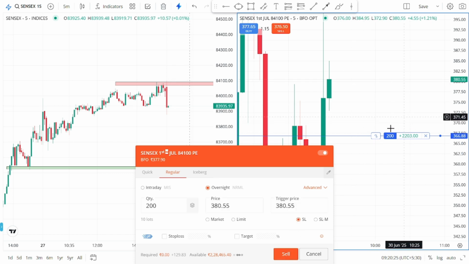The market is superior. That's why you have to place an SL. The SL is the only thing we have in our hands. The market is never going to listen to our words. That's why place an SL. Okay, I'm placing a sell.